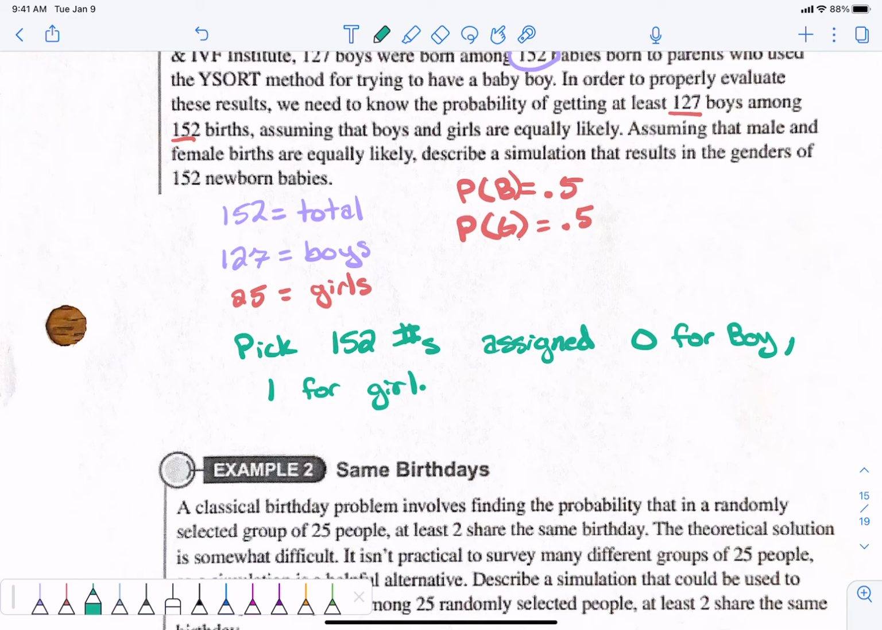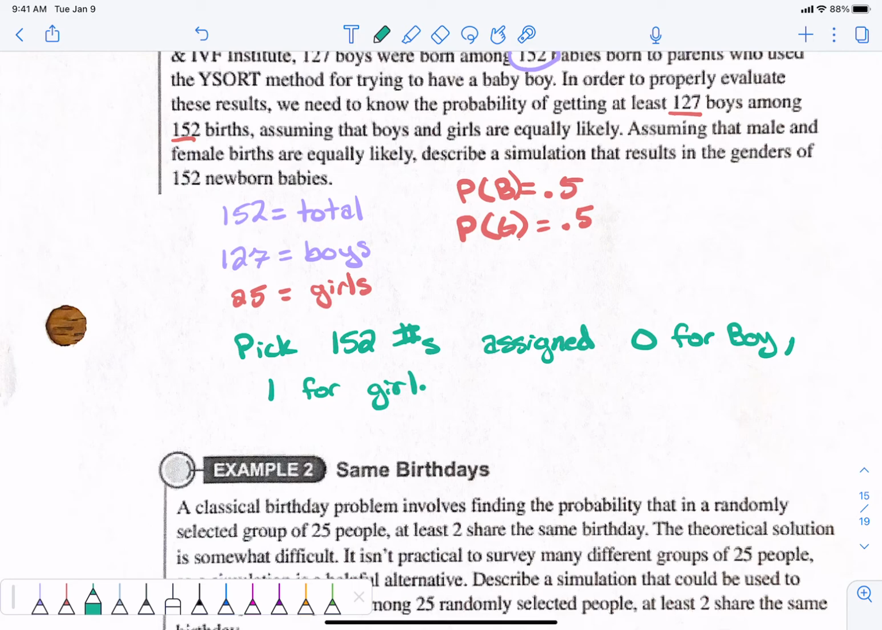They don't actually want us to run this simulation. Would this take a long time to run? Well, we're just pulling 152 numbers. Do you want to try it? Okay, let's do it.